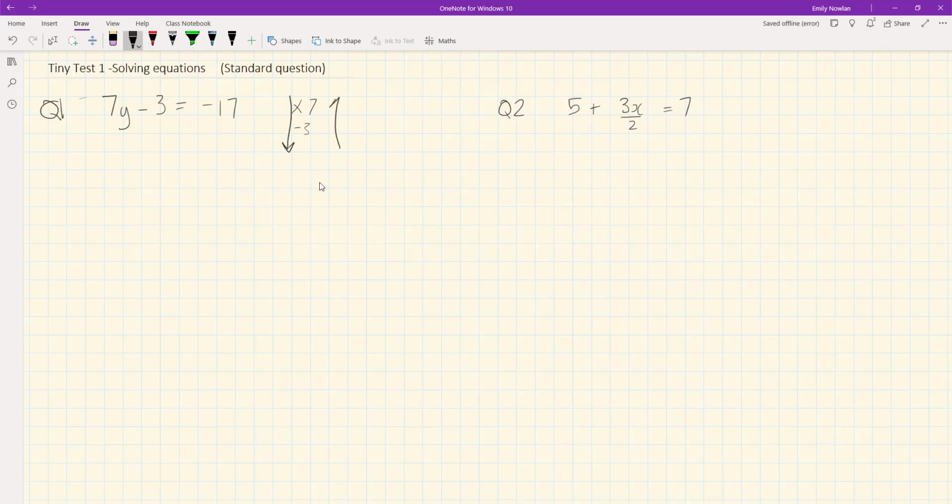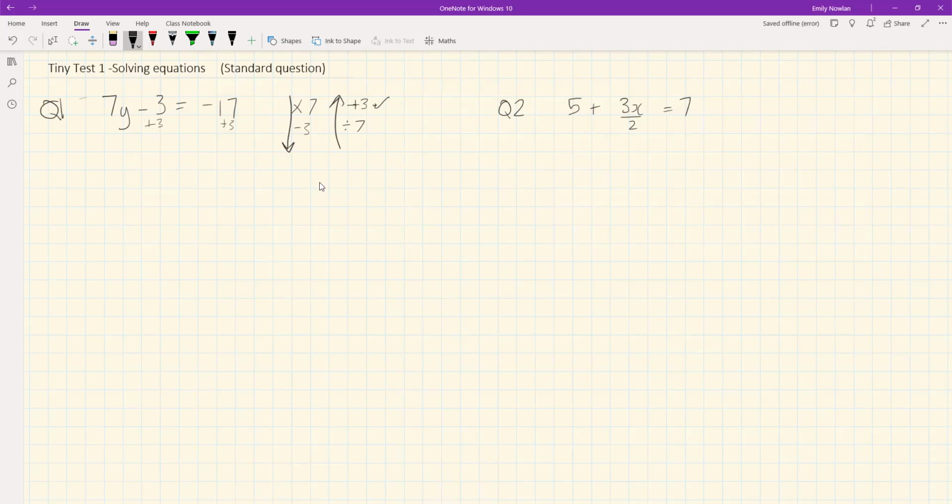So how do we undo that? Well, the last thing we did was minus 3. So the first thing we need to do is add 3. Then we times 7. The opposite to times 7 is divided by 7. So let's go through and do this. First point we need to do is add 3. Add 3 to both sides.